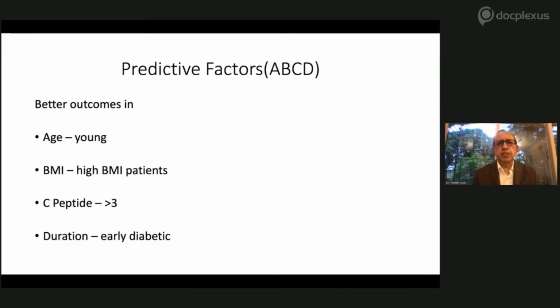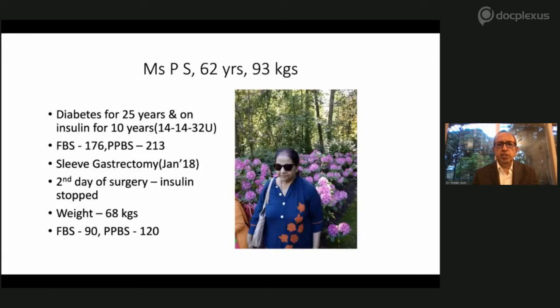Now, as far as diabetes is concerned, predictive factors are called ABCD, and this is a very easy way for physicians to understand. Younger patients have better outcomes. High BMI, that means very heavy patients, have better outcomes. Patients with fasting C-peptide of more than 3 have better outcomes. That means their pancreatic beta cells are working better. And duration, those who have diabetes for a short duration will have better outcomes. So this is exactly what Dr. Rushin was saying. Send them early when they are young because they have better results.